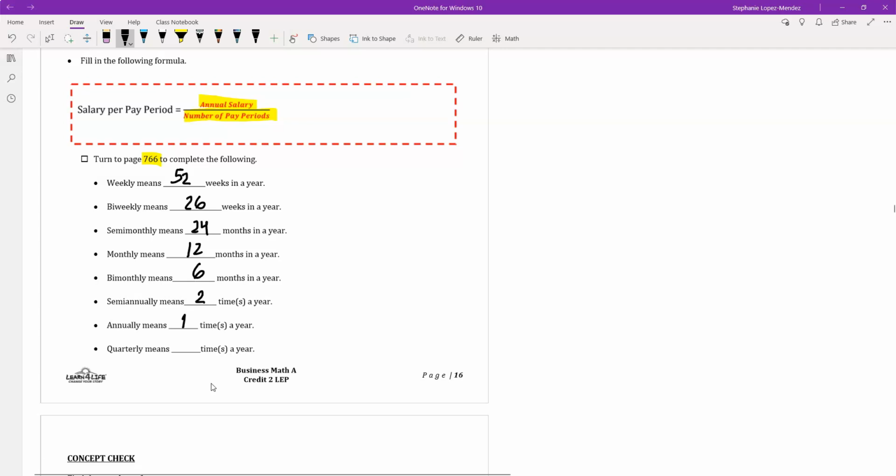And then quarterly means that you get paid every 3 months. So we divide the 12 months of a year by 3, and that will give me a total of 4. So 4 times a year.